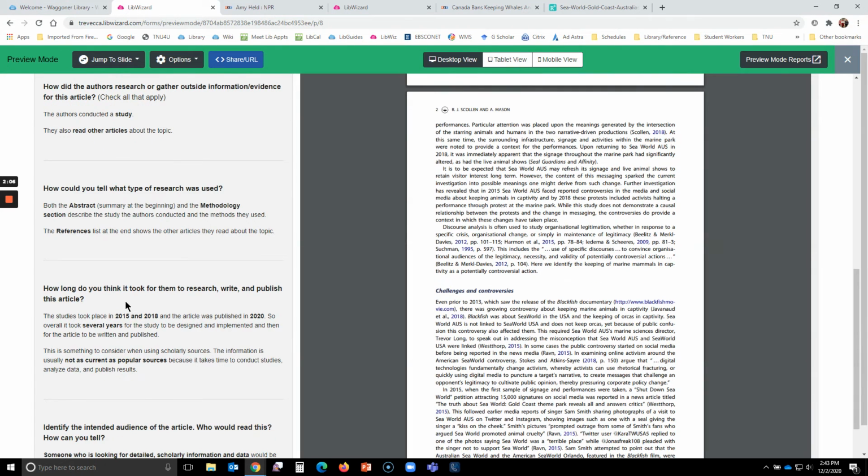So we're talking about at least 5 or 6 years, which is something to be aware of because, again, scholarly articles are not going to be as current as something like the news article that we just looked at.